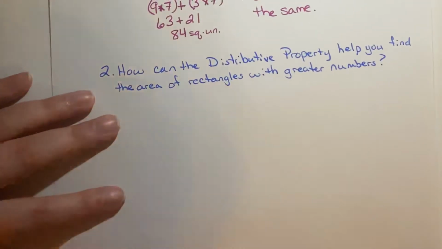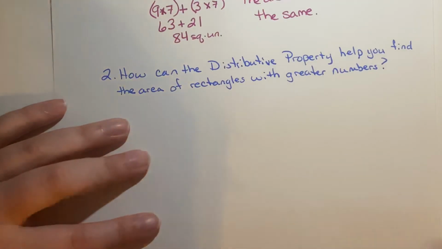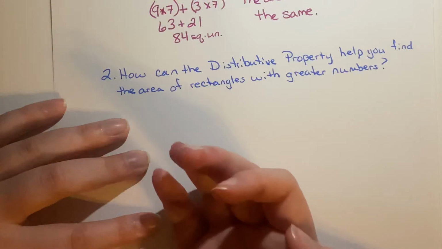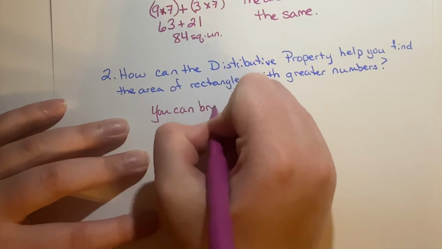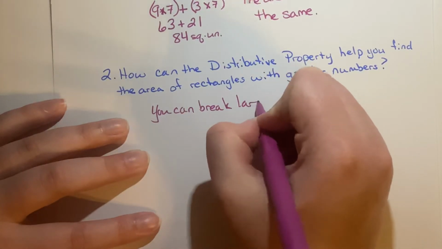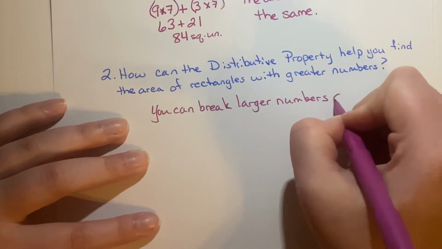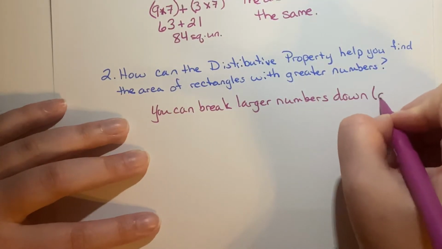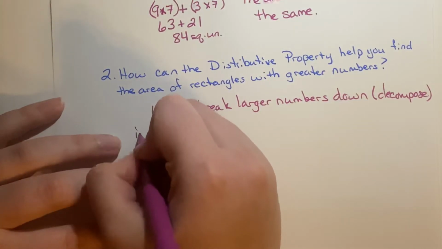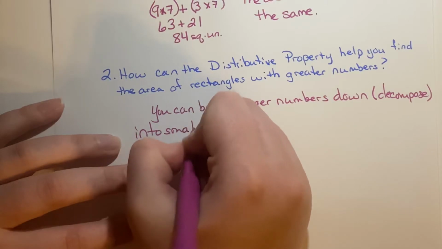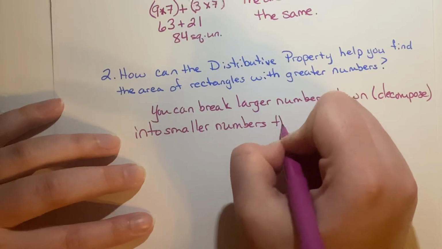How can the distributive property help you find the area of rectangles with greater numbers? You can break those numbers down into easier numbers to deal with. You can break larger numbers down, which is decompose, into smaller numbers that are easier to work with.